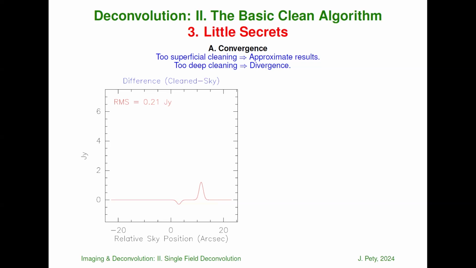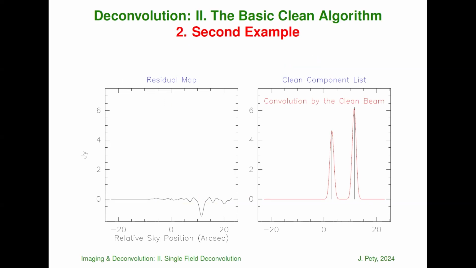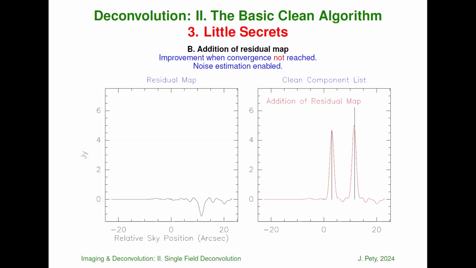In fact, we can do first order correction. Let's restart here. Okay. I have the clean component list regularized, convolved with the synthesized beam, and I have the residual map. One thing I can do is add the residual maps to the regularized list of clean components. And this makes a first order correction.